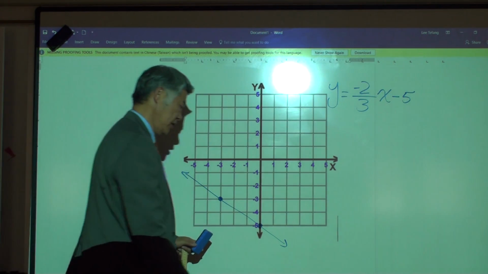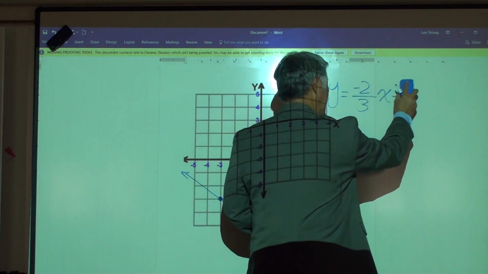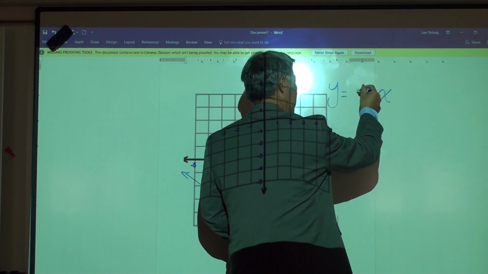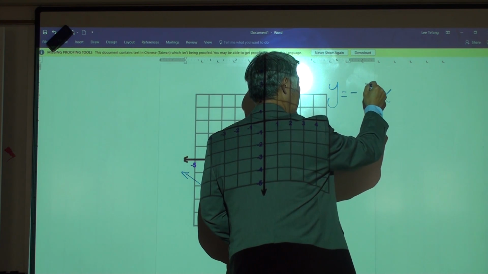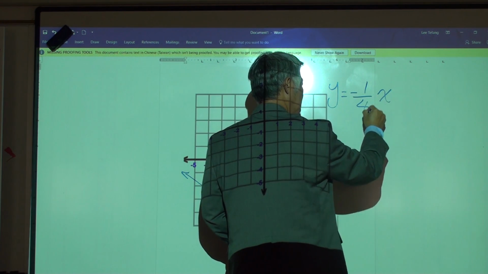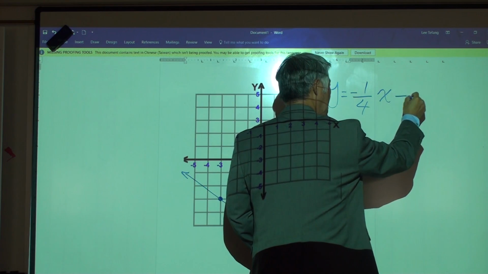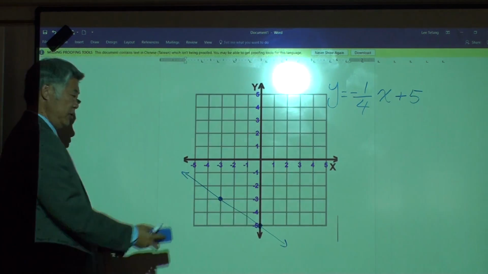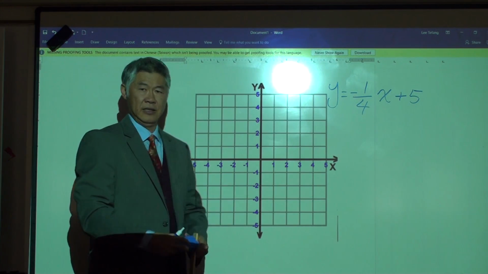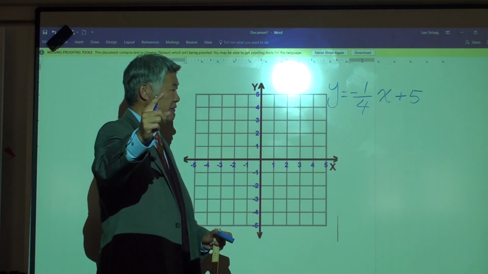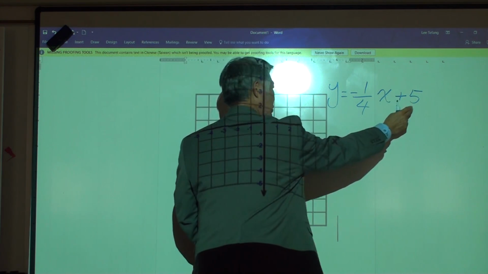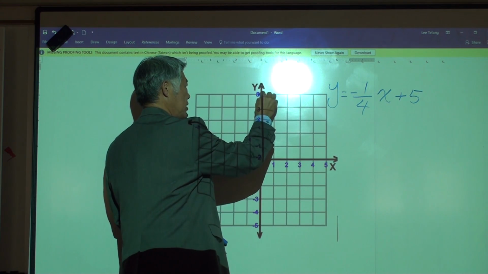Simple, right? Okay. Now, if I change it to one more practice, negative 1 over 4 plus 5. Now, where do we start? Negative 5? No. Positive 5? Yes, because that's the y-intercept. So you start at this one.